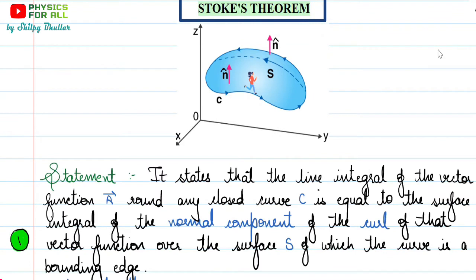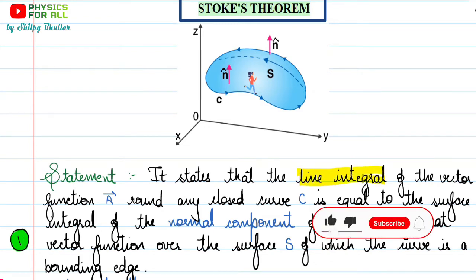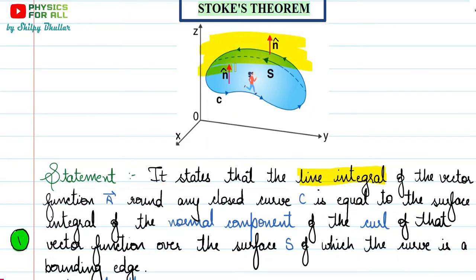Let's have a look at this statement. It states that, because Stokes' theorem involves curl, and curl involves line integral and surface integral, the line integral of the vector function A, which is spread over this entire region that I'm showing with this yellow color, is considered over a particular boundary in this region. That boundary is a closed boundary, and being closed, it is enclosing some surface.